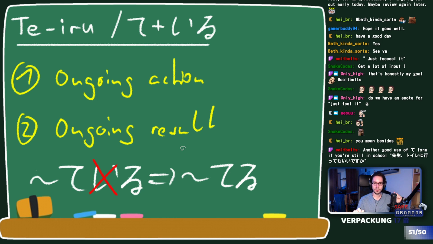Te-form, you're still in school. Sensei, toire ni itte mo ii desu ka? Ah, yeah. Temo ii is almost a fixed construction. Temo means like even if, like ittemo, even if I go, and then ii means good. So even if I go, is it good? So can I go? But yeah, that's something for another time.